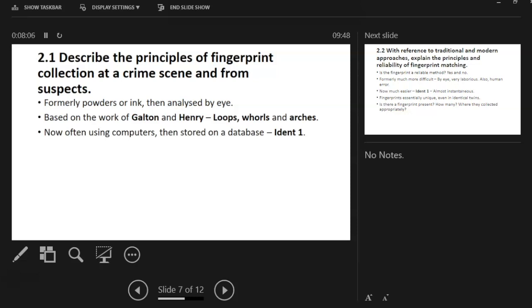And we watched that guy from Liverpool John Moores, didn't we, doing the whole ink process, based on the work of Galton and Henry, who developed that system of loops, whorls and arches. A lot of the time now it's done using computers, stored on a database, and then you can scan through that database. As I said, it's called IDENT1.